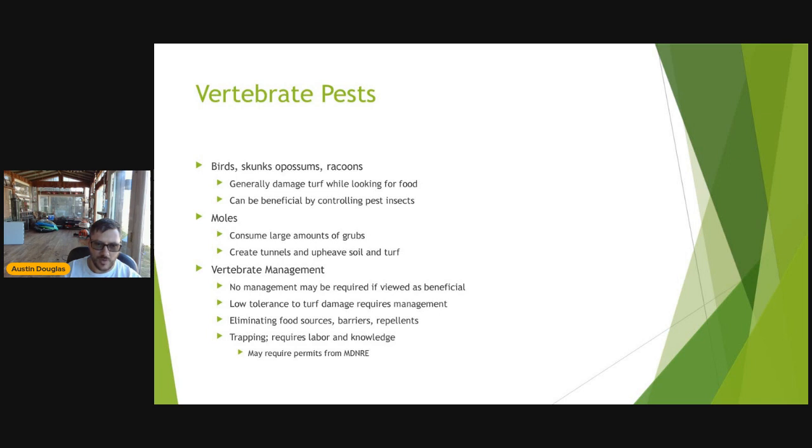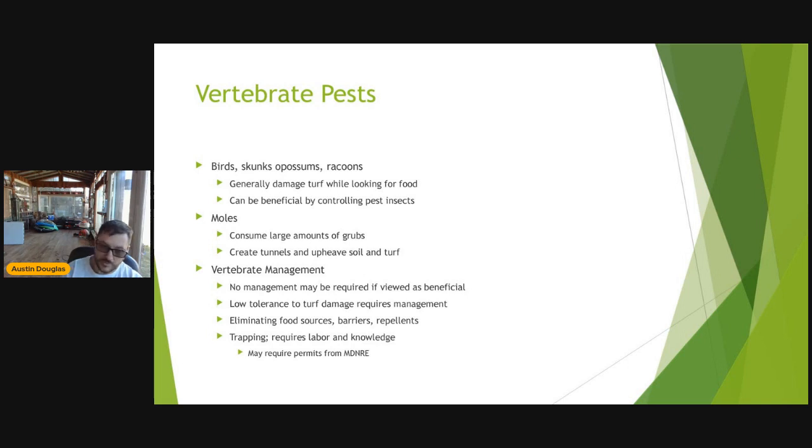So we're going to talk about vertebrate pests. These ones: birds, skunks, possums, raccoons. Generally, they're going to be damaging turf when they're looking for food. They're going to be looking for grubs. Birds are going to go down looking for grubs. They're going to be looking for worms. They're going to be looking for caterpillars. Again, birds can be an ally, but if they start damaging the turf while they're looking for these things and cause more damage than they are doing good, then they become a pest.